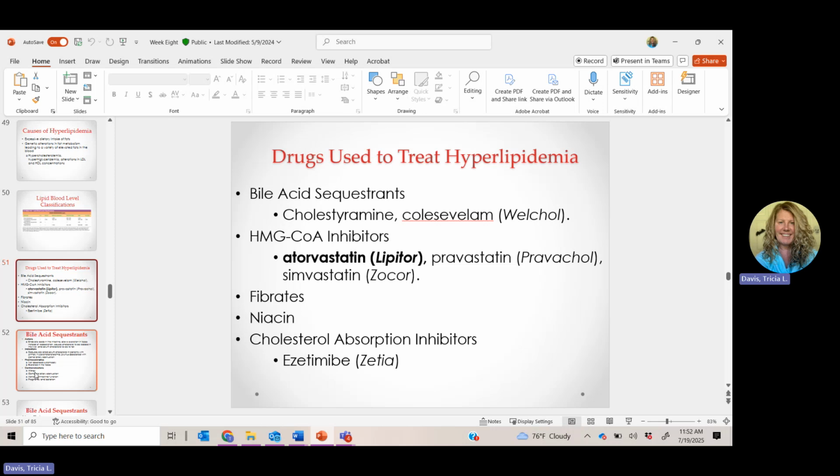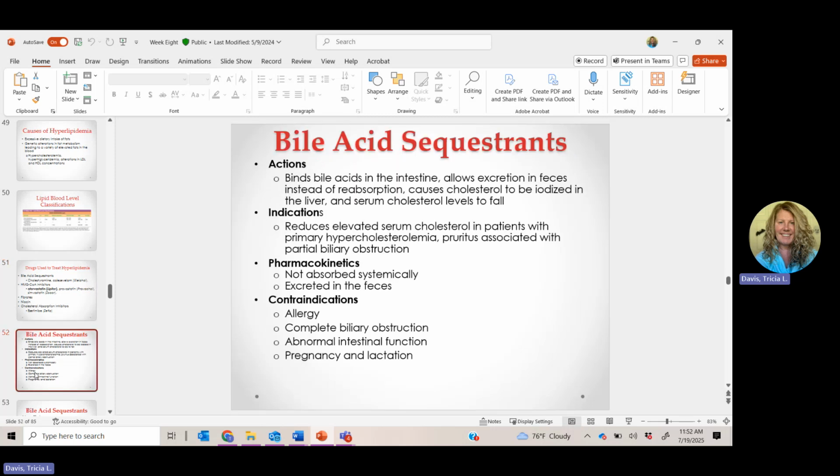So what kind of medications do we use to treat hyperlipidemia? We use some fibrates. We use a medication called niacin. We have some cholesterol absorption inhibitors. We have some bile acid sequestrants and some HMG-CoA inhibitors, our most popular class of medications. These all work a little bit differently. So you should know the different categories and you should know what they're going to affect in the body.